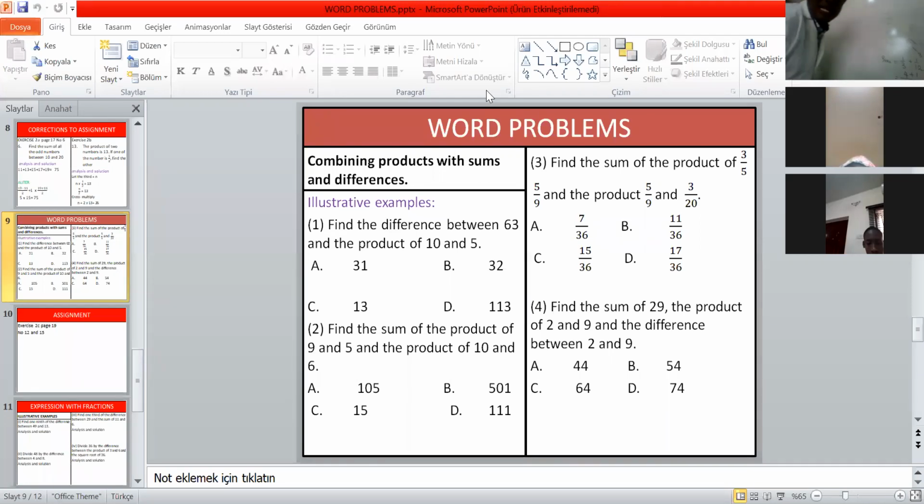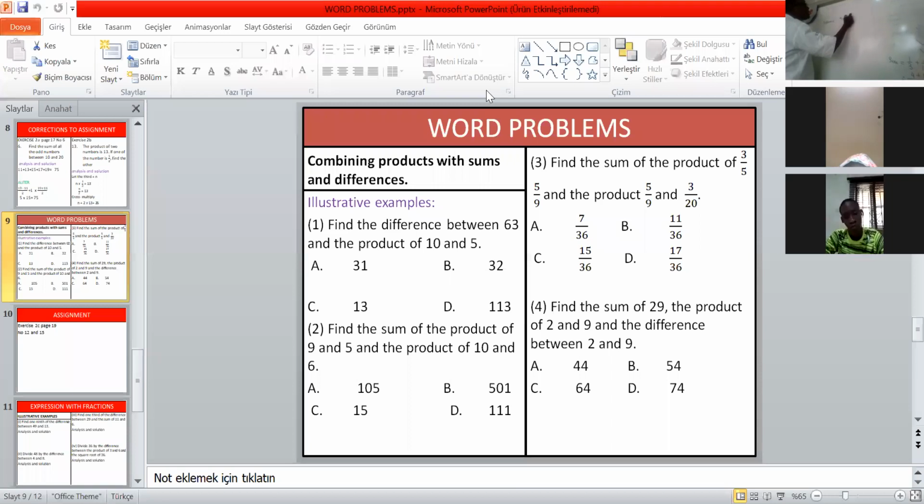Now, the question is, find the sum of 29, the product of 2 and 9, and the difference between 2 and 9. You need to be very careful here. Anytime a question is given and they are silent, whether it is negative, difference, or positive, just take it to be positive. I'll start from the difference. So the difference there is what? 9 minus 2.